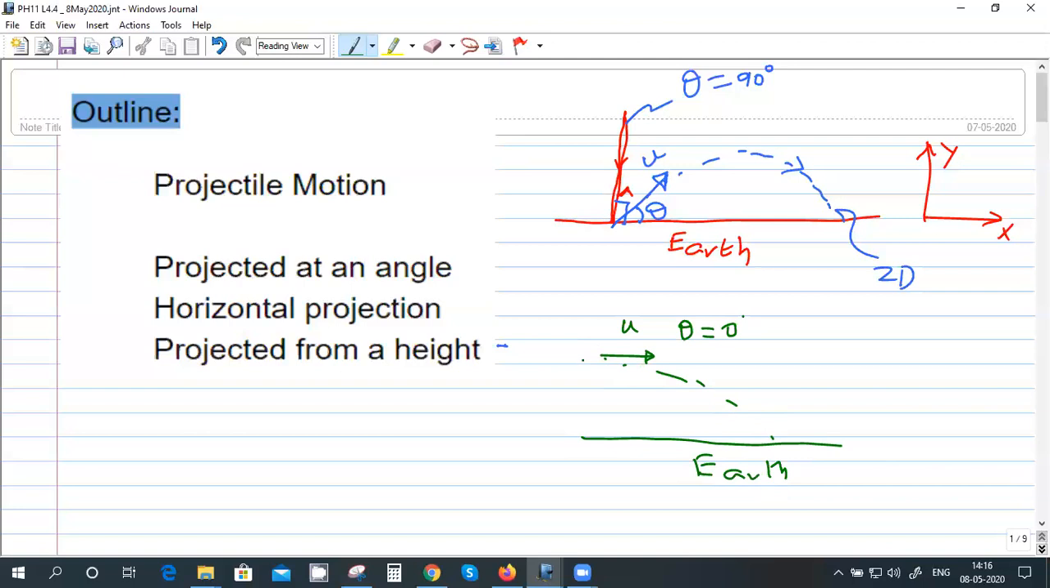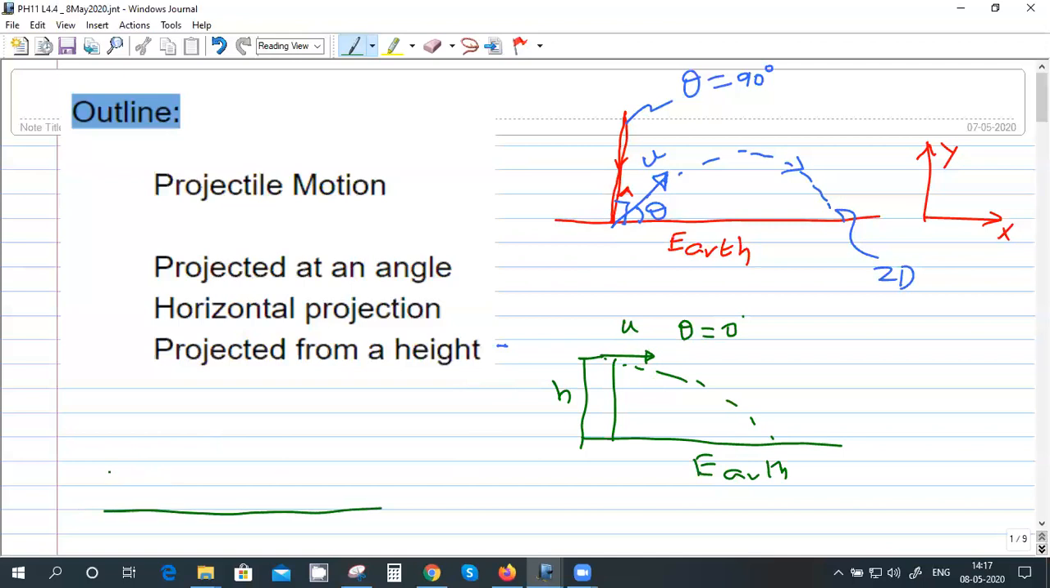So this should be thrown from a height. From the Earth's surface, if you throw it, it will go along the Earth's surface. So initially there has to be some height from which you throw. Here that height is not required. You can throw from the ground itself. You get the difference, right? But horizontal projection, I need to throw from a height.